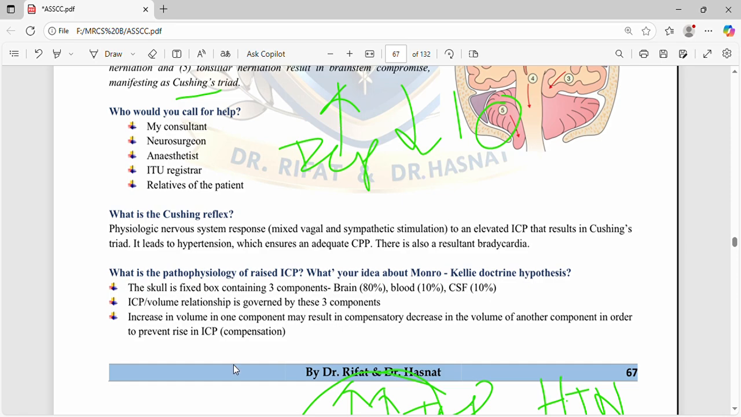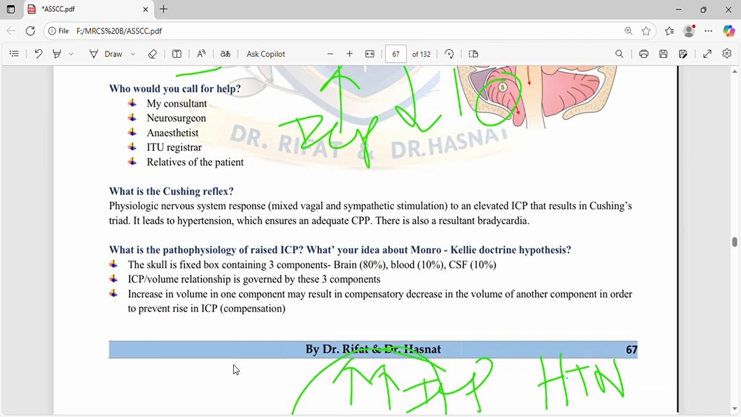Okay, so this is the continuation of the extradural hematoma, which is the third video. So what is the pathophysiology of ICP? What's your idea about the Monro-Kellie doctrine hypothesis?